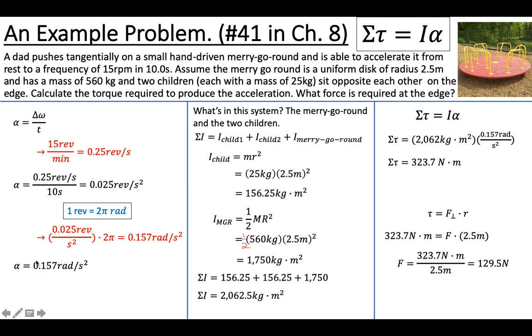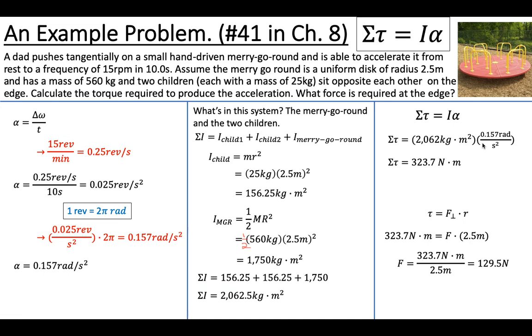We needed to get our alpha, and we needed to get our I. And to get our I, we had to do I for each piece of our system, then add those up. Once you've got each piece, you just add them up. Then you're ready for the final step, where you take your alpha, take your I, and multiply them. So once you have your alpha and you have your I, you're ready to go.